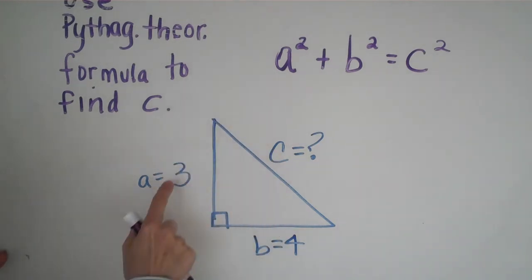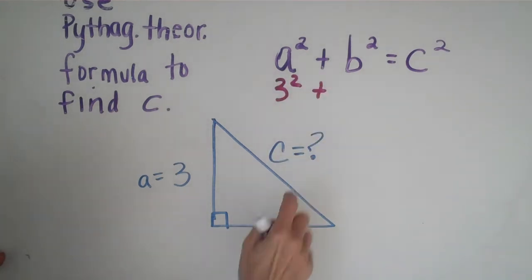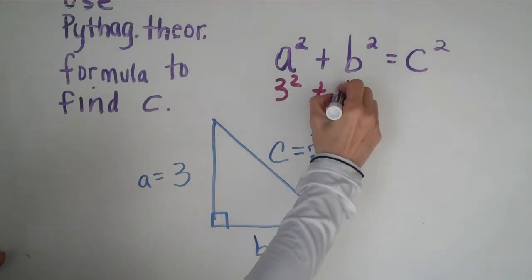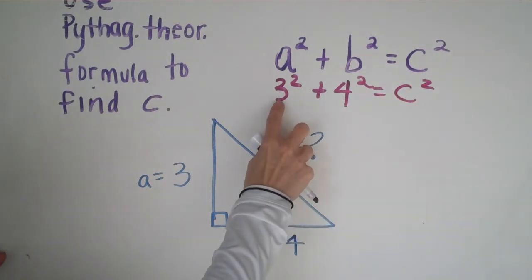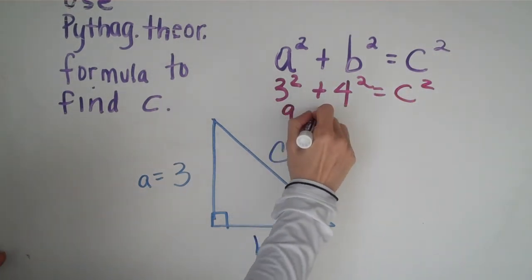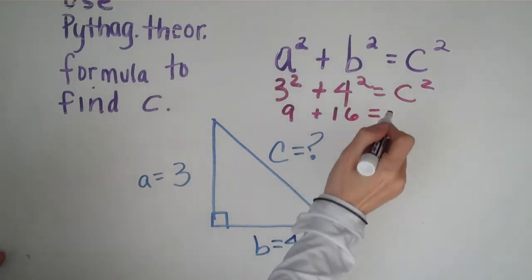So a is 3, so we're going to do 3 squared plus our b is 4, 4 squared equals c squared. What is 3 squared? It's just 3 times 3, which is 9, plus 4 times 4, which is 16.